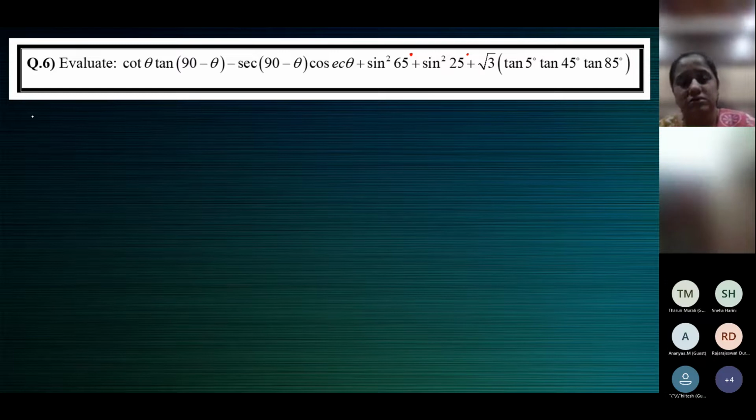Now, this one involves complementary ratios. Now, cot theta, let's write it as it is. Now, what is tan 90 minus theta? Look into your book and tell me. Don't use Google. Please use your book. You've all submitted the assignment on trigonometry. Use your notebook. Tell me what is tan 90 minus theta?